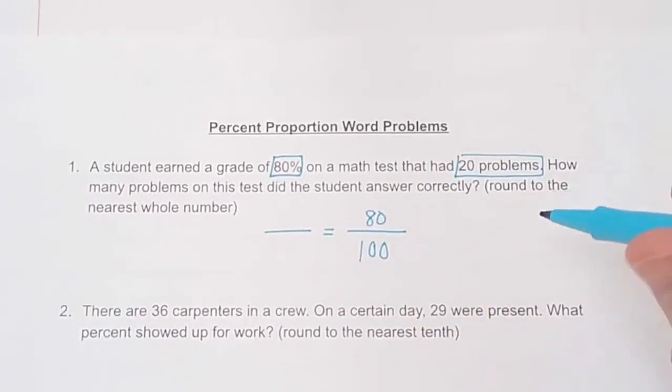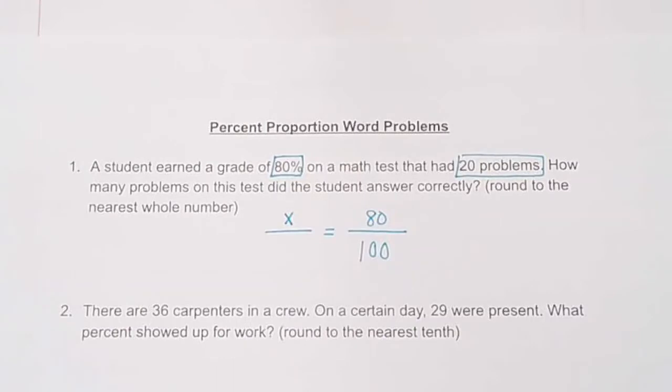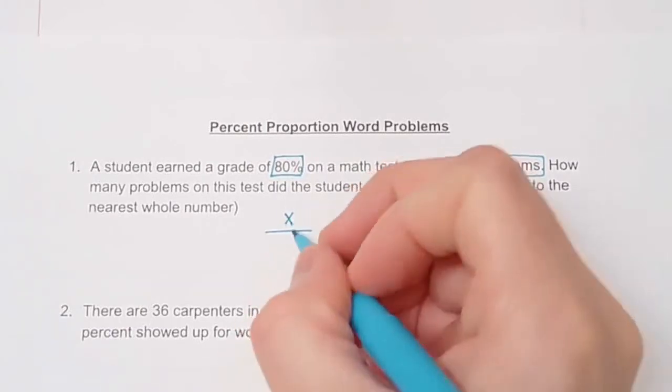The 20 has to go somewhere. So think to yourself, read the question. Is 20 the total number of problems on the test, or is 20 the number they got right? Because if it was the whole number, then it would be on the bottom. But if it's just the number they got right, then it would go on top. Hopefully you can read the question, and it says, how many problems did the student answer correctly? So what I'm missing is how many they got right, but I know how many questions are on the whole test, and that would be 20. So it has to go down here.